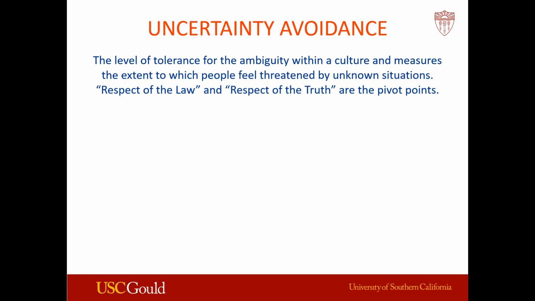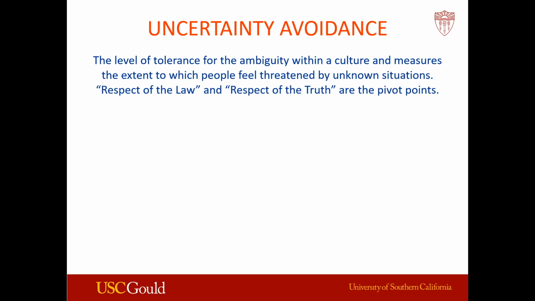Another dimension is that of uncertainty avoidance. This is the level of tolerance for ambiguity within a culture, and it measures the extent to which people feel threatened by unknown situations. You will see that unlike the other dimensions, where we saw a red line connecting high context to high power distance, to collectivism, and to cooperative rather than assertive, whereby you have low context, low power distance, individualistic, and more aggressive types of negotiators or litigants, uncertainty avoidance cuts across.